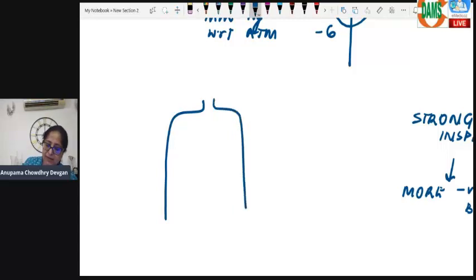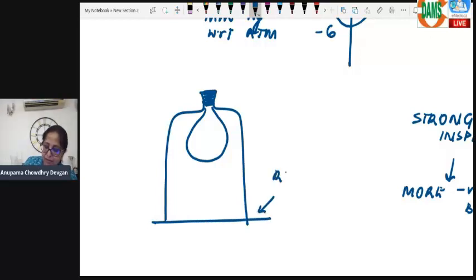This is an inverted bell jar. There is a rubber stopper here. There is a balloon here. And there is a rubber diaphragm. This is a rubber diaphragm. Remember this little experiment. This will tell you there is a rubber diaphragm here.